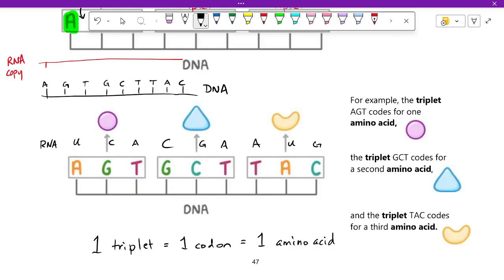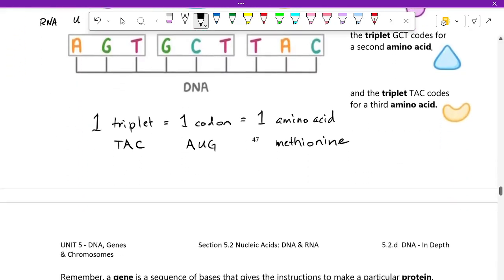So for example, we might have TAC gives us AUG, gives us methionine, which you don't need to know the name of, but that's just an example. They all have weird, funky names, and you don't need to know any of them. You just need to know like random amino acid. It's not even enriched. It's just so you know that they do have names, but you don't need to know the names. Because there's like 20 of them, and it's a lot to know.